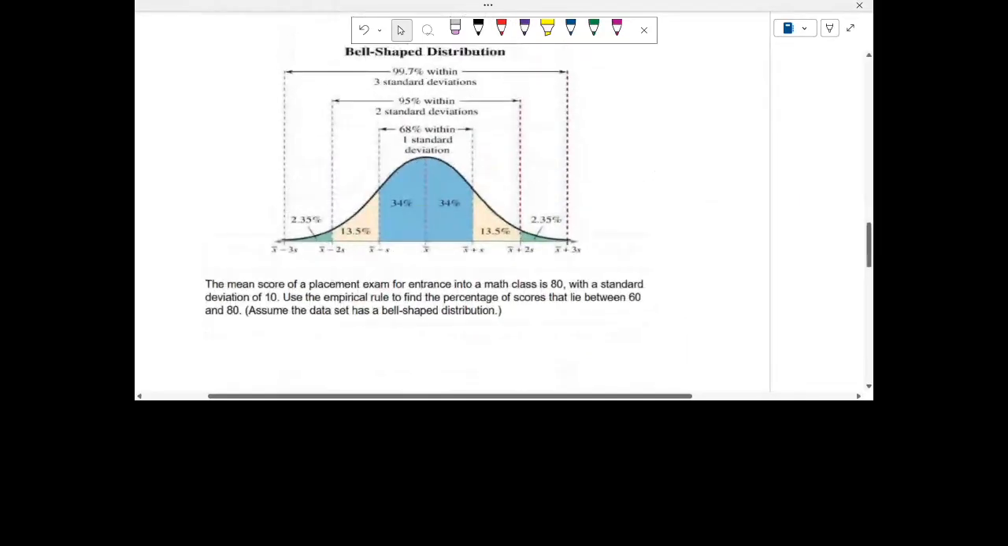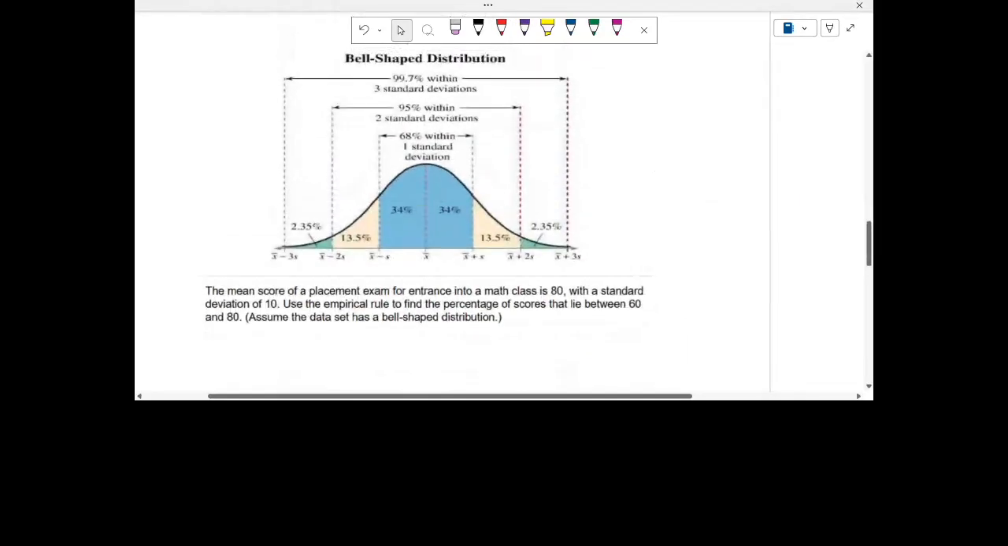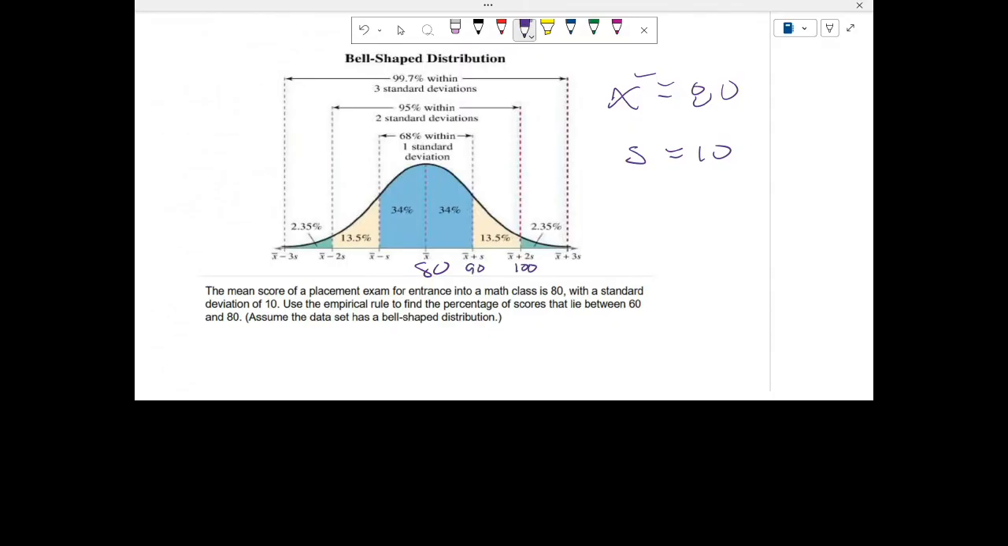Let's try another one here. The mean score of a placement exam for an entrance is 80. First thing I'm going to do, X bar is 80. Standard deviation, my S value, is 10. So again, I'm going to start adding 10: 90, 100, 110, and subtracting: 70, 60, 50.